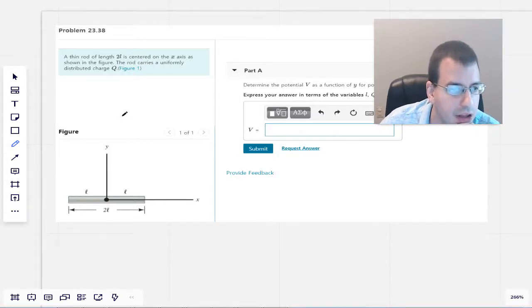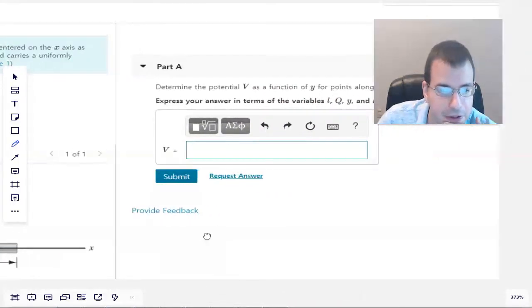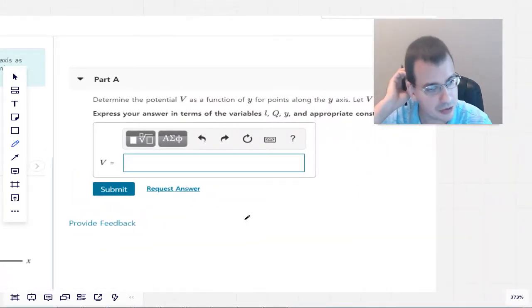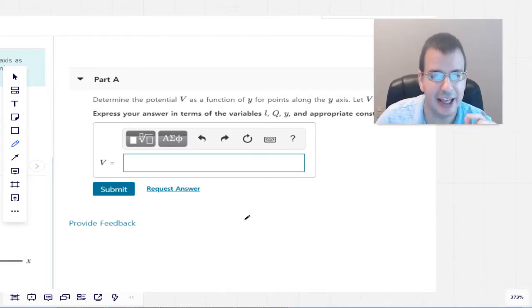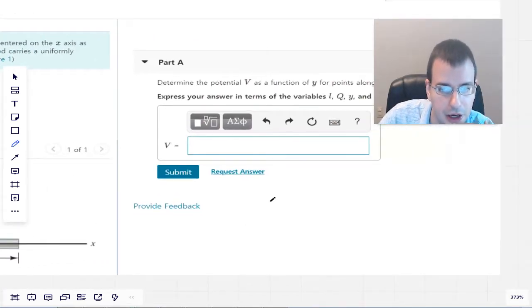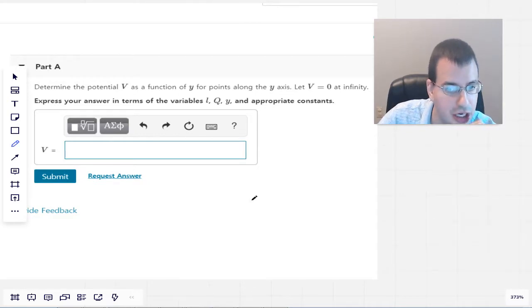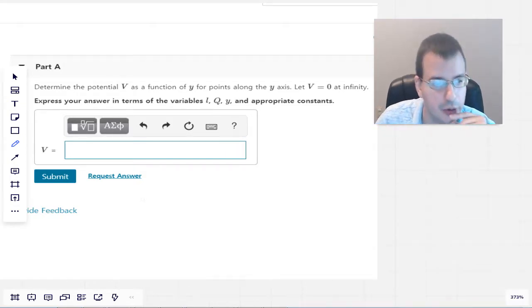A thin rod of length 2L is centered on the x-axis as shown below. Okay, x-axis centered, check. The rod carries a uniformly distributed charge of Q. So we want to determine the electric potential V as a function of y, a distance from the rod, for points along the y-axis. Let V equal 0 at infinity, check. Express your answer in terms of variables L, Q, y, and appropriate constants.